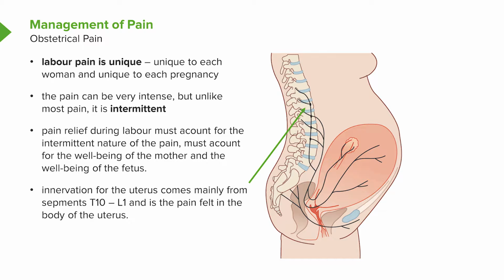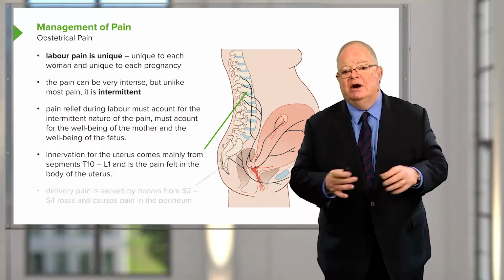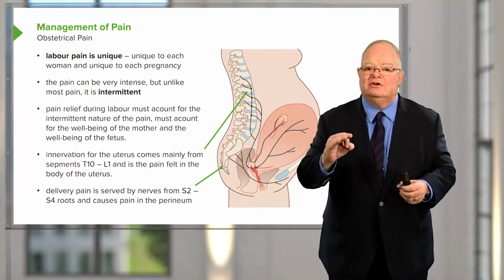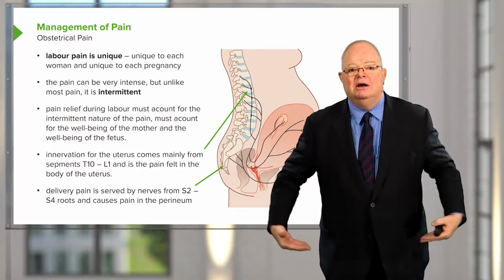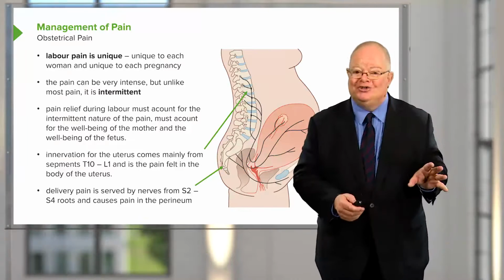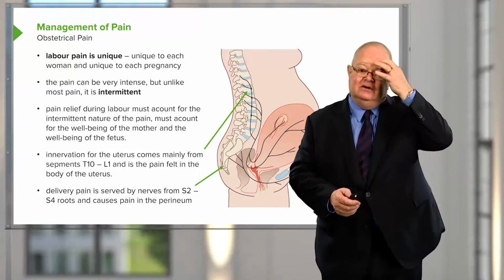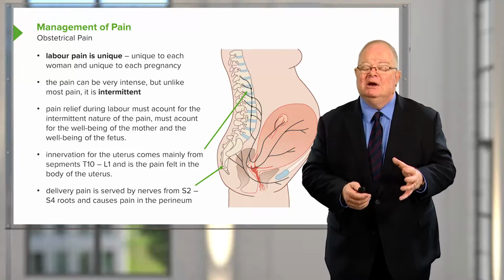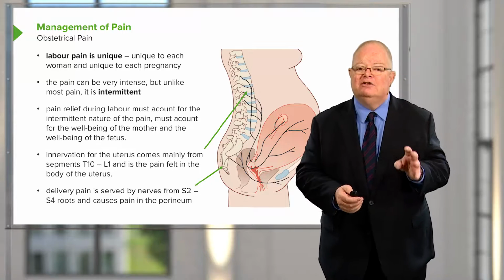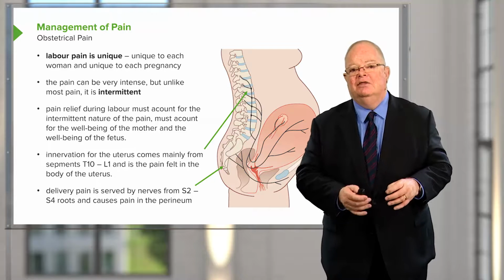So it starts with a few fairly mild little pains, and then it slowly builds up over time and becomes extremely intense. The pain of delivery is served by nerves from S2, sacral 2 to sacral 4. And this is pain in the perineal area of the body. It's also intermittent and is related to the labor pain, to the contraction of the uterus, but it's a different kind of pain, and it tends to occur later in the labor phase.